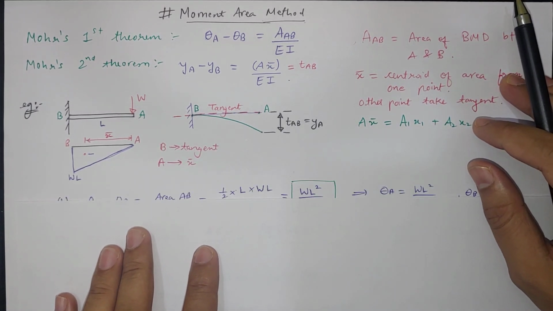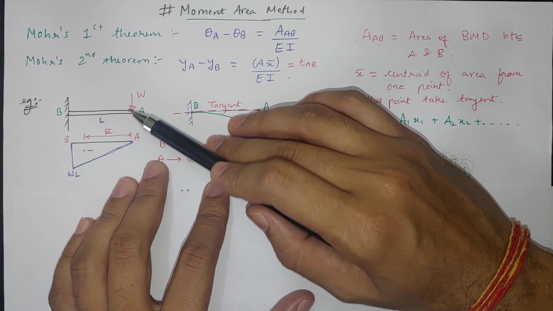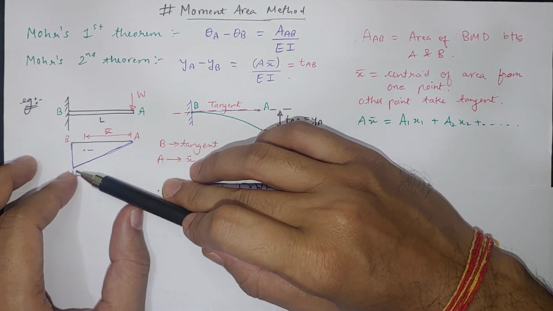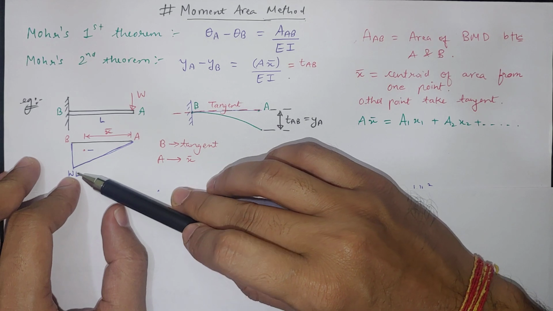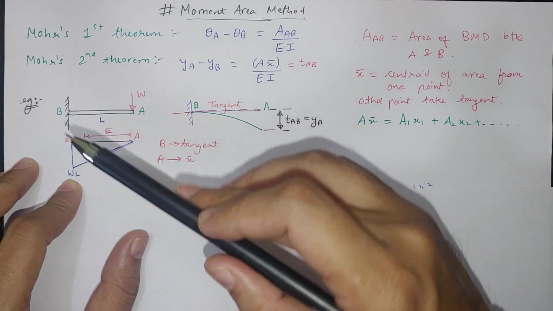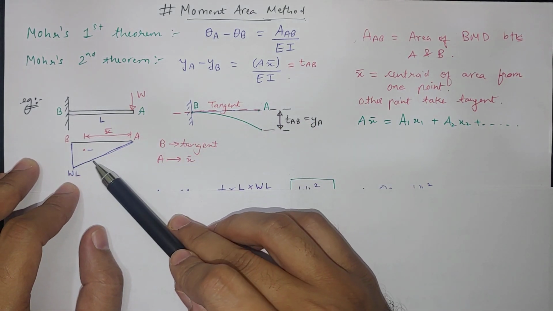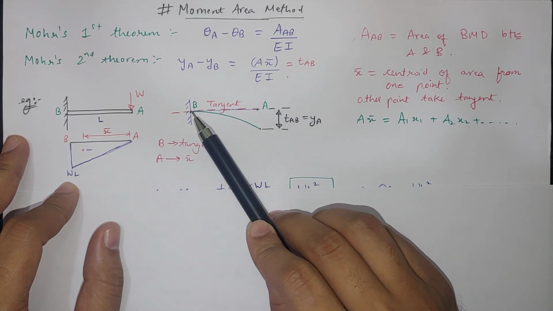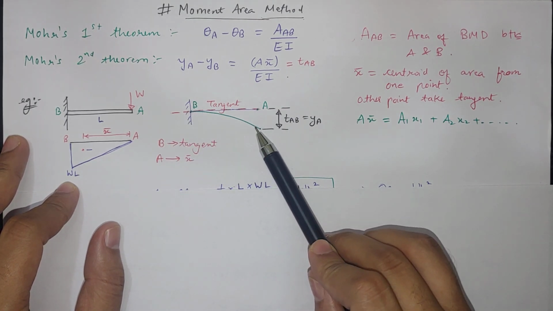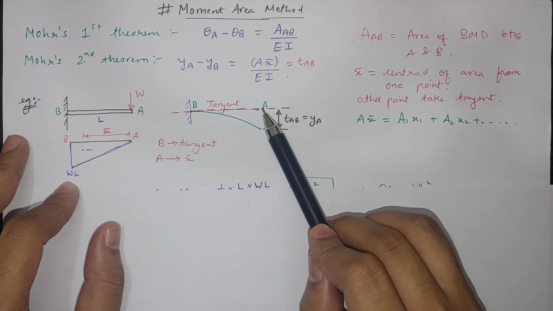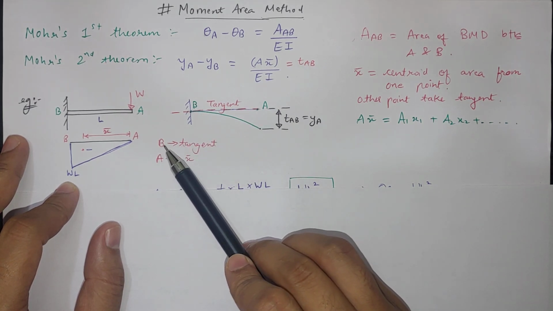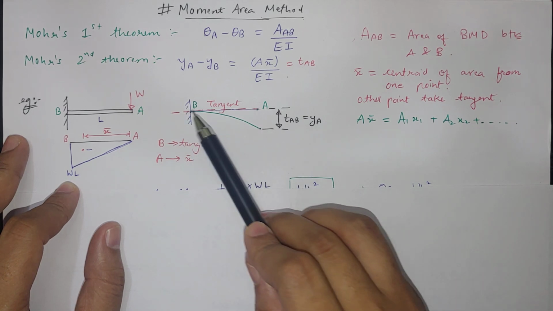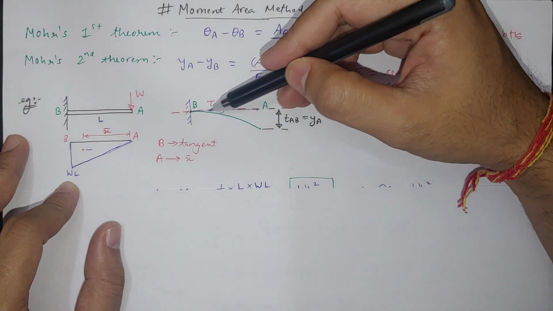Here you see we have a cantilever beam with a point load at the end. This is the bending moment diagram. If you calculate it, you will get WL as the maximum moment here. You will plot this and get this bending moment diagram. Now the deflection curve will be like this. We have two points A and B. I am taking the tangent from point B, the tangent of this deflection curve.